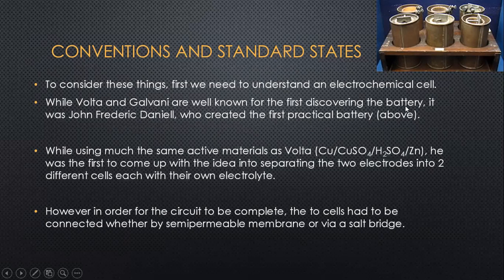Now, Volta and Galvani are well known for first discovering the battery. It was John Frederic Daniell who first created the first practical battery, as we see above. He used much the same active materials as Volta, using the copper sulfate, and zinc sulfate, and sulfuric acid medium. But he was the first to come up with the idea of separating the two electrodes into two different cells, each with their own electrolyte, so not putting them in the same cell. However, in order for the circuit to be complete, he had to connect them by either a semi-permeable membrane or a salt bridge.